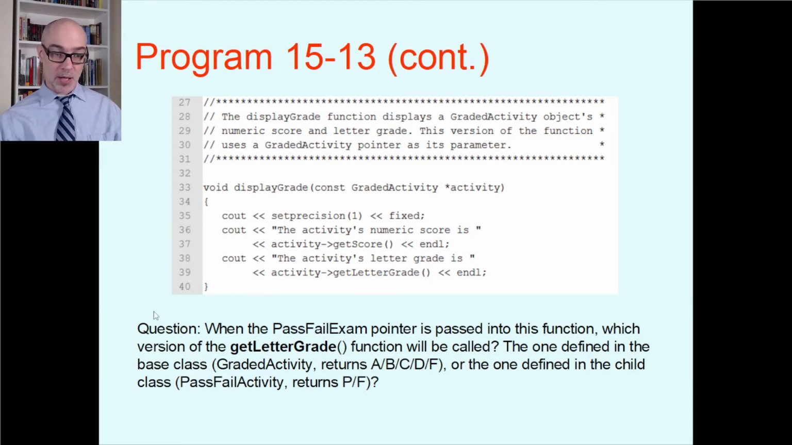Great. Now we return to that question that I had before. So now the question is, again, when the pass-fail exam pointer in that main function gets passed into this function, which version of the getLetterGrade function will now be called? Will it be the one from the base class that only prints out A, B, C, D, or F? Or will it be the one that got redefined in the child class, the pass-fail activity, that returns a P or F? Which one will happen now, based on our changes on the last couple slides? Okay, so if you're following what we're saying here, of course, you know what the right answer is.